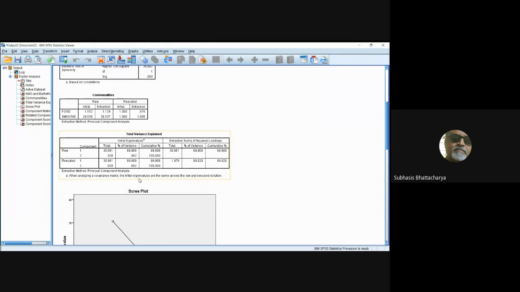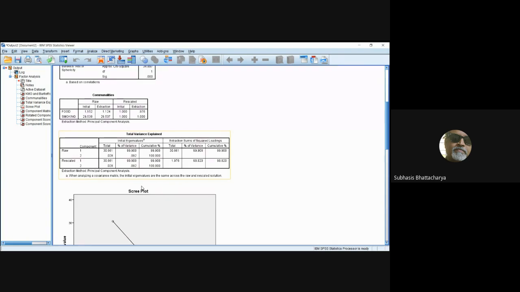That is 30.661, which explains 99% of the first principal component. That is the first component, which explains 99% of the data set. And the second component, whose value is 0.038 or 0.028, close to 0.03, explains only 0.0092 of the variances. So for these two results, I am showing you these examples.